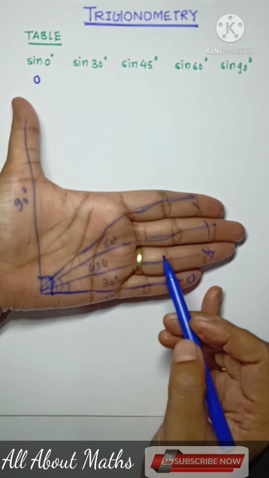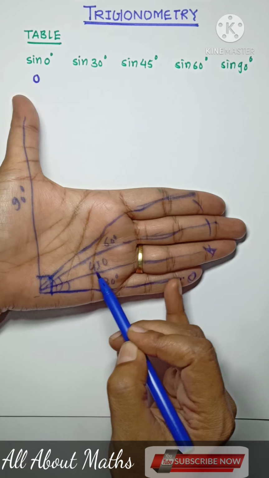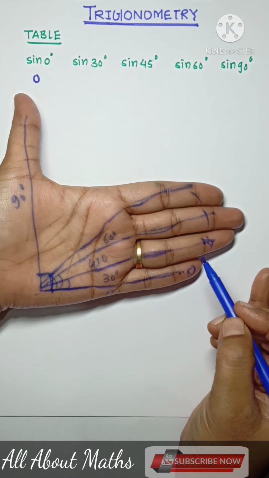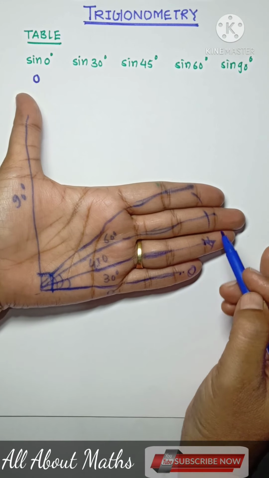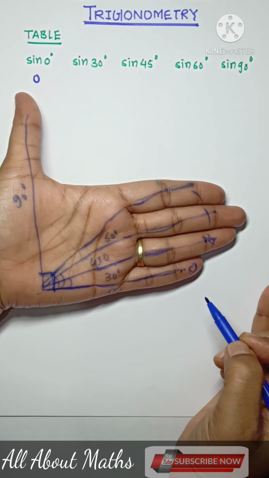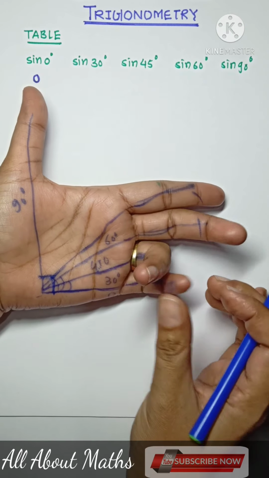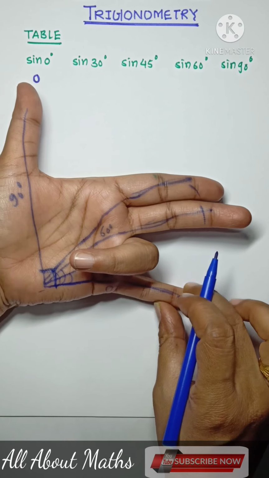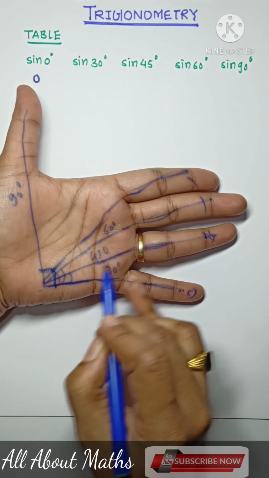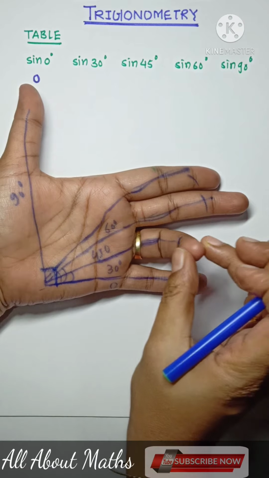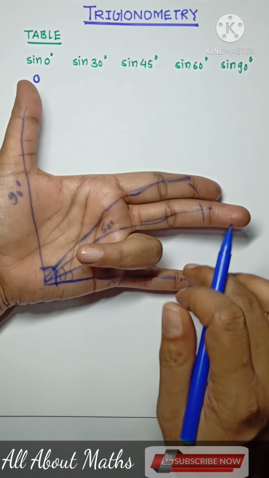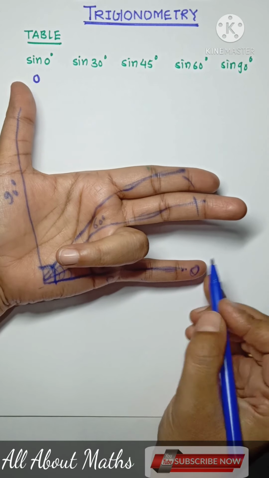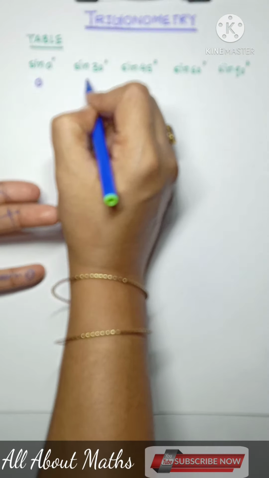For sine 30, what will we do? This is the sine 30 line. If we consider the sine 30 line, then after it how many fingers are left over there? Suppose this is the sine 30 line, we'll just fold it. How many fingers are left over there? Only one finger, right? This is the 30 degree line. So if this is 30, then after it in the clockwise direction how many fingers are there? Only one finger, right? So we'll just put 1 over here.